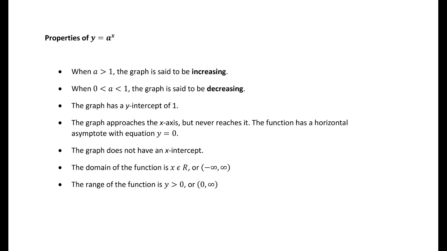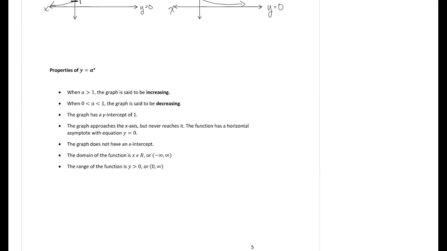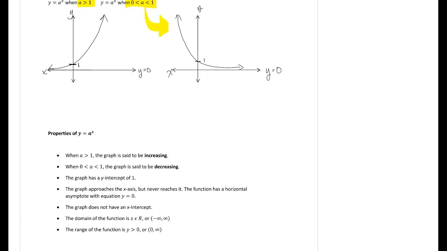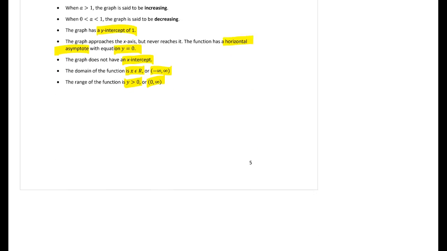Okay. So when we're looking at the graph on the left, I'm just going to zoom out so we can see this in general. The graph on the left is said to be increasing, the graph on the right is said to be decreasing. The graph always has a y-intercept of 1. It approaches the x-axis, but never reaches it, so its horizontal asymptote is at y equals 0. The graph does not have an x-intercept because we have an asymptote there, and the domain is x is an element of the reals, and the range, in interval notation, is y greater than 0, or 0 to positive infinity. And so these are all things that we established already, but just to reiterate, make sure we've got those down.